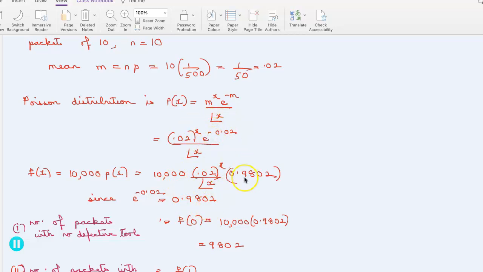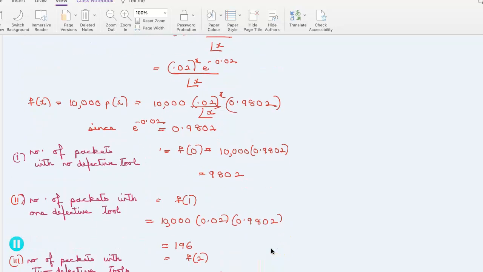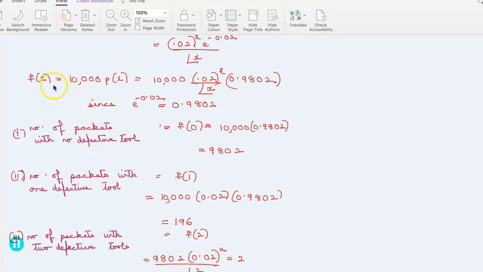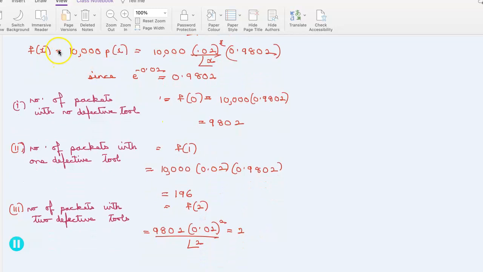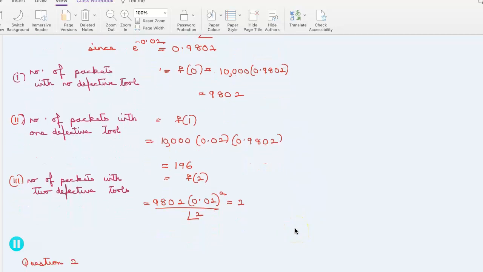So what are we doing here? We are substituting for e raised to minus 0.02. So number of packets with no defective tool is put x as 0. So you get f of 0 is 10,000 into 0.9802, which is 9,802. Number of packets with one defective tool will be what? Put x as 1. So you get 10,000 into 0.02 into 0.9802, that is 196. And what will be the number of packets with two defective tools? Put x as 2 here. So you get 10,000 into 0.02 squared by 2 factorial into 0.9802, and this gives you the answer as 2.